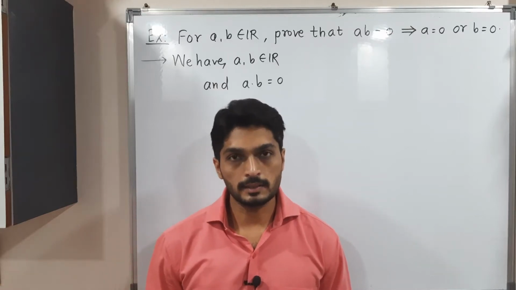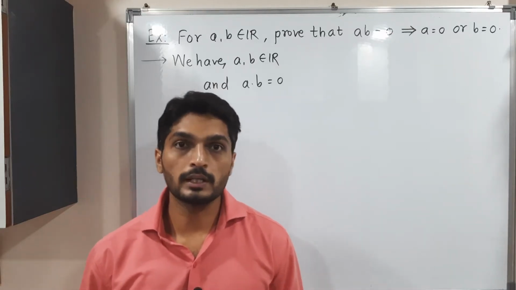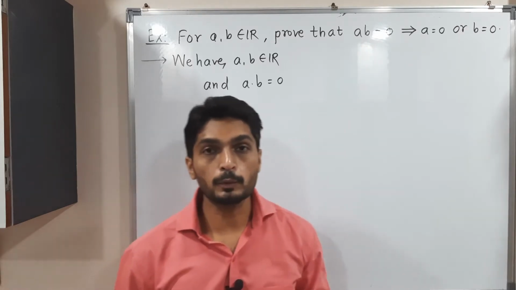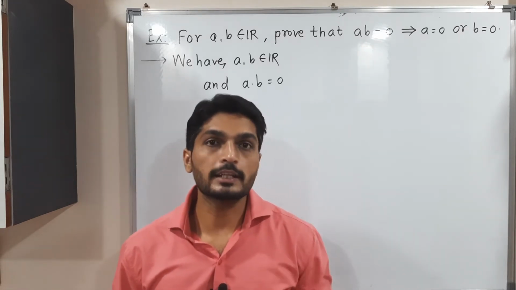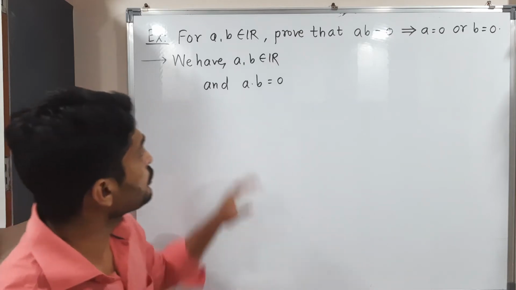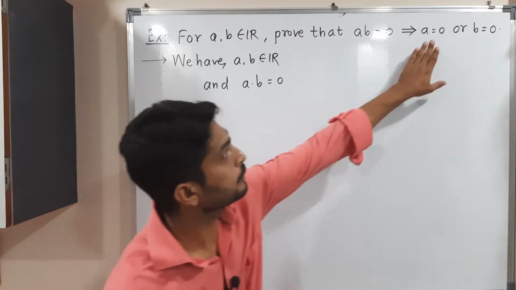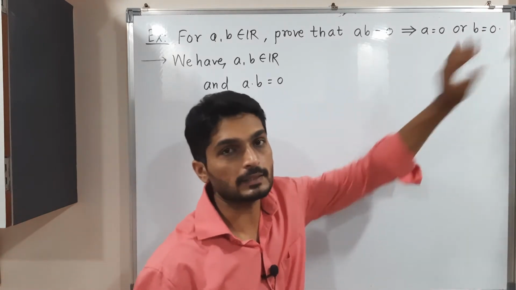Let us discuss this example. In this example, we have two real numbers whose product is 0, as you can see here. And what we have to prove is that either the first one is 0 or the second one is 0. So I have assumed the given thing, a into b is equal to 0. What we have to prove is that a is equal to 0 or b is equal to 0.